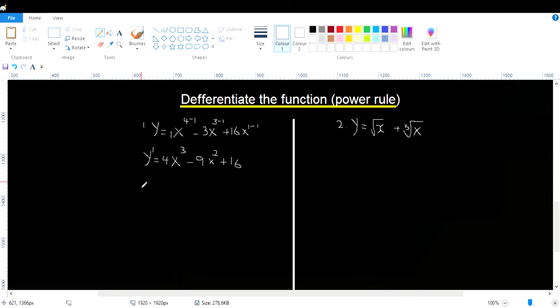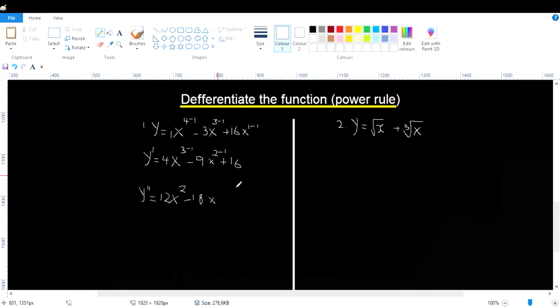Let's find the second derivative. I'm going to use this symbol for a second derivative. 4 times 3 is equal to 12, minus 1, x squared, minus 9 times 2 is minus 18, minus 1, x to the power 1.